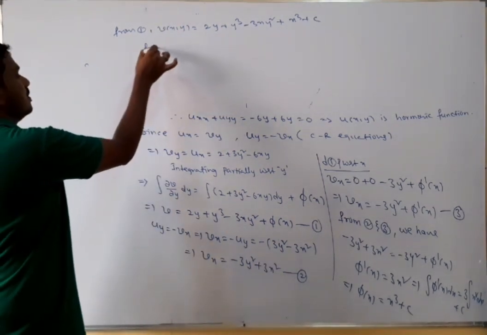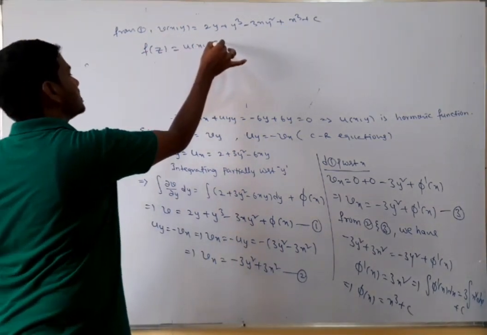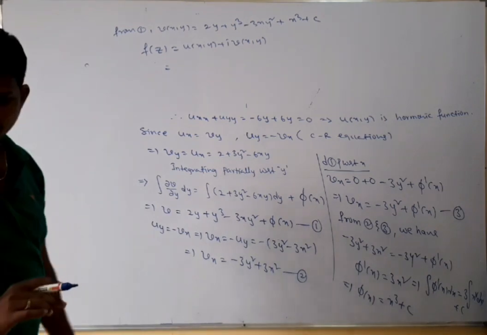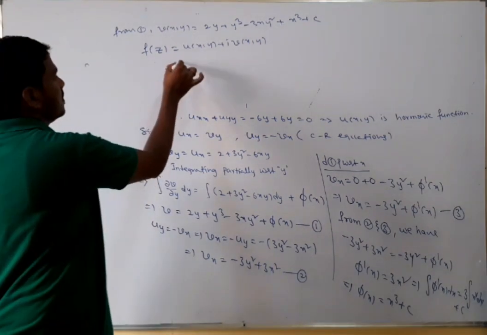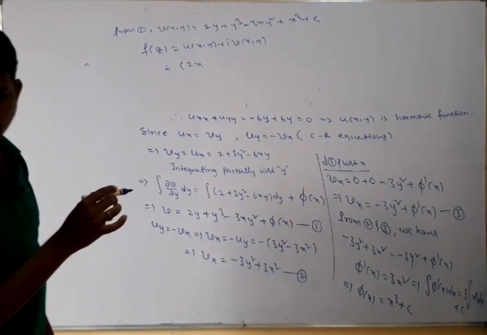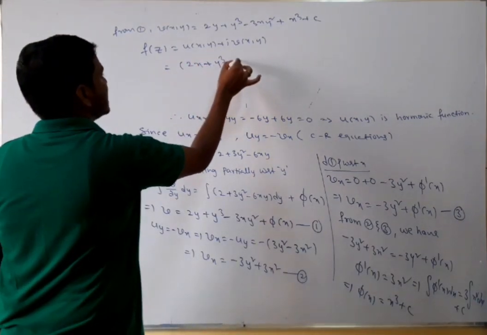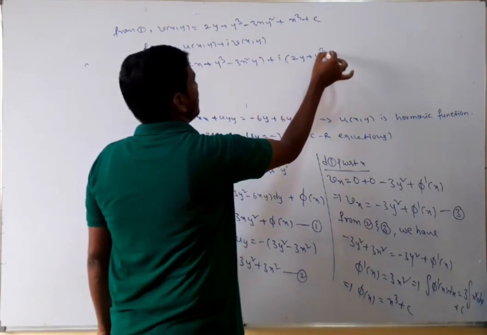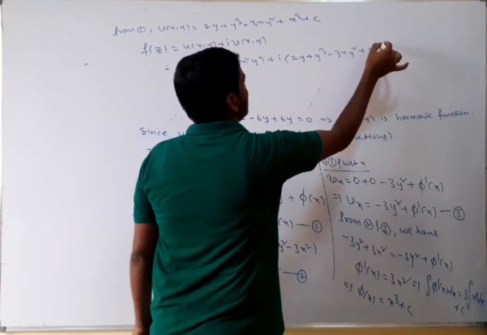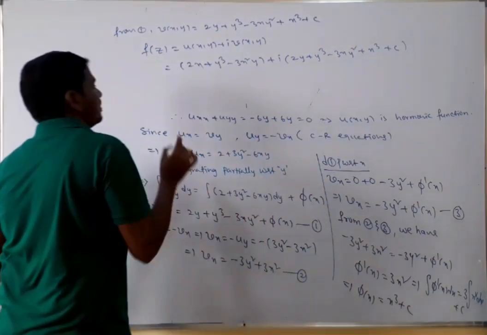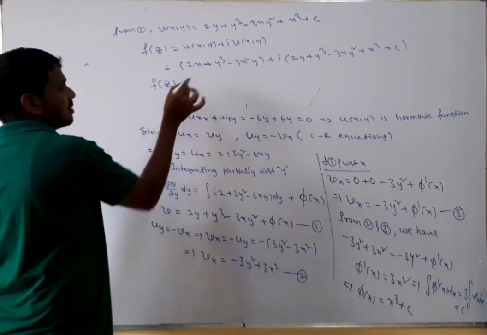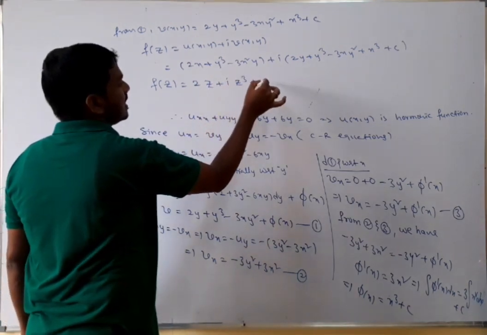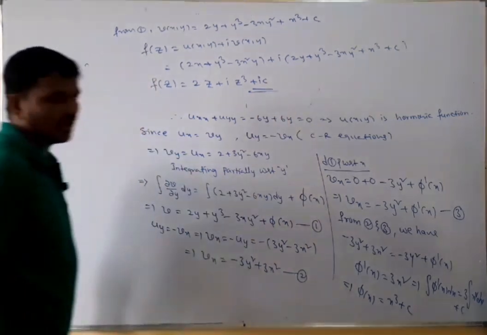Since f of z is equal to u of x comma y plus i v of x comma y. What we have? u of x comma y. What is there in the given problem? u of x comma y is equal to 2x plus y cube minus 3x square y, plus i into 2y plus y cube minus 3xy square plus x cube plus c. So after simplification, if you write in terms of z, here 2 into z plus i into z cube plus ic. This is the required analytic function.